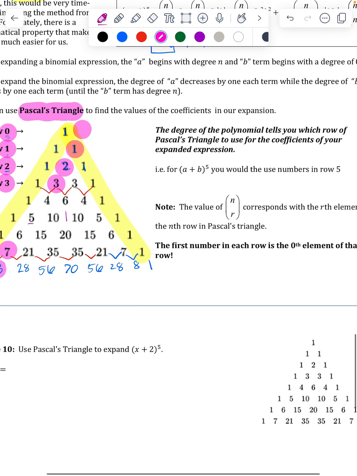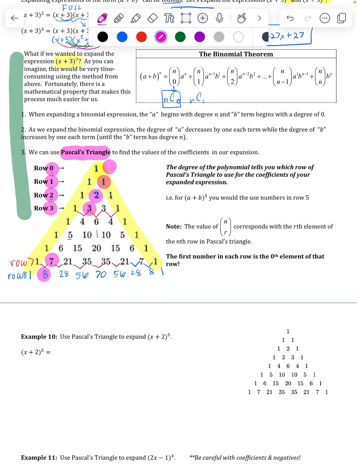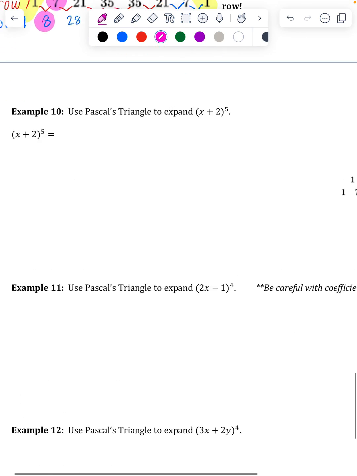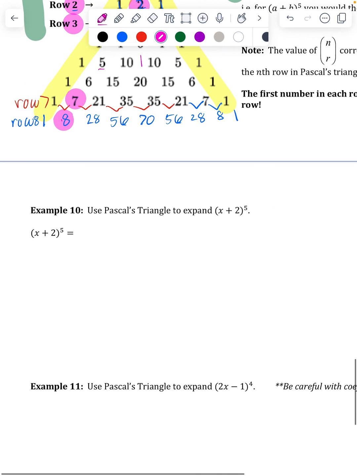So this is an important piece of information that you want to make sure you know. It says the degree of the polynomial tells you which row of the triangle you're going to use for the coefficients. That is a key fact. Make sure that you make note of that and highlight it in your notes. Okay, so let's do a couple of examples just to make this make sense.